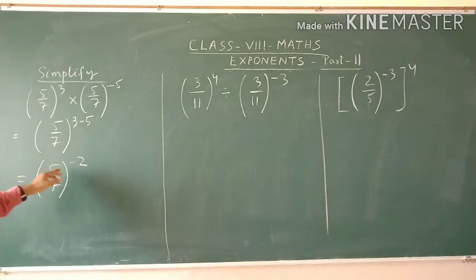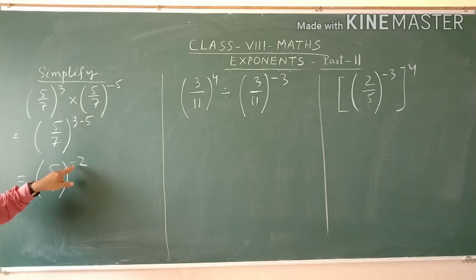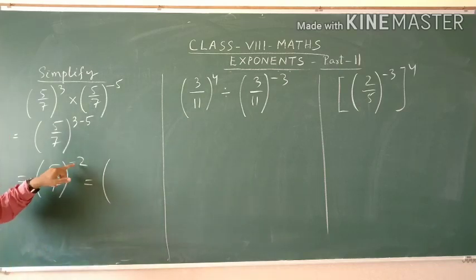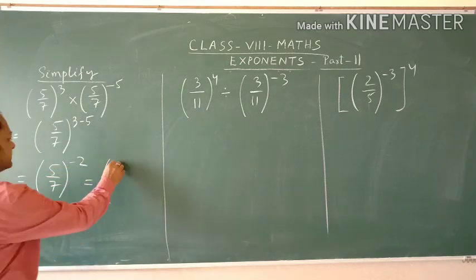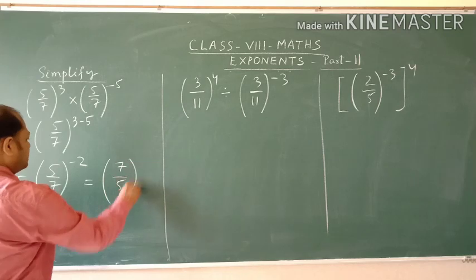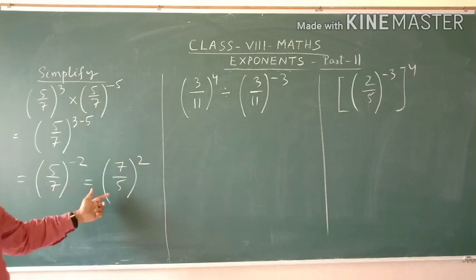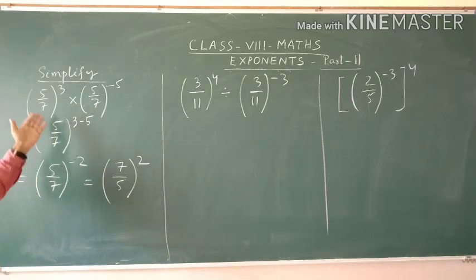We see here the power is a negative integer, so I can make it positive. To make the exponent positive, I can write it like this: 7 upon 5 to the power 2. 5 upon 7 will be reciprocal to 7 upon 5 to the power 2. So this is simplified now.